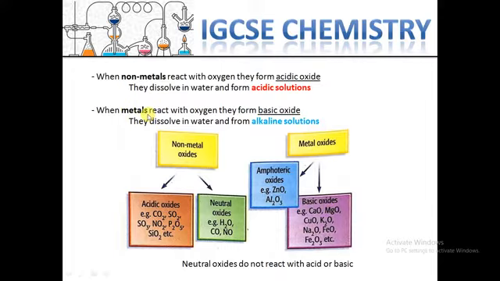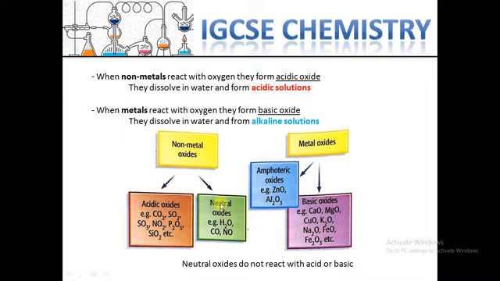If metals react with oxygen. Okay, so for the rest we have neutral oxides and amphoteric oxides. I will explain more. Non-metals like hydrogen, carbon, or nitrogen can also react with oxygen and produce neutral oxides like carbon monoxide and water.